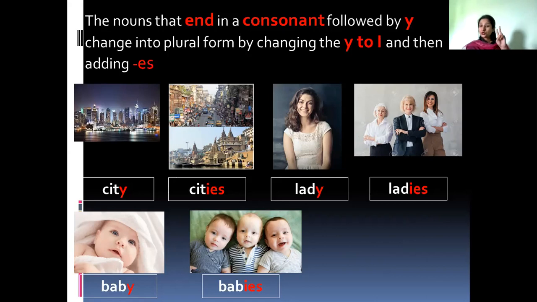We have to do two things here. First, just check the words: city, lady, and baby. These are the 3 words. The last letter is Y in all words.